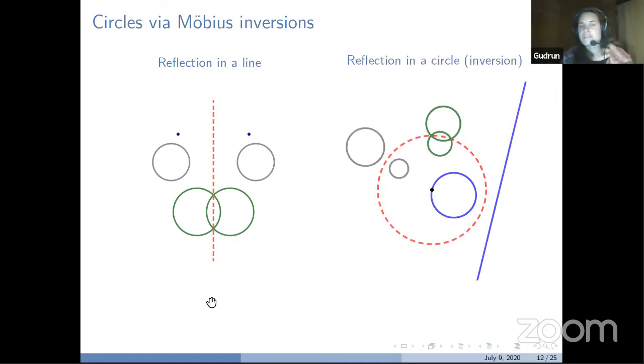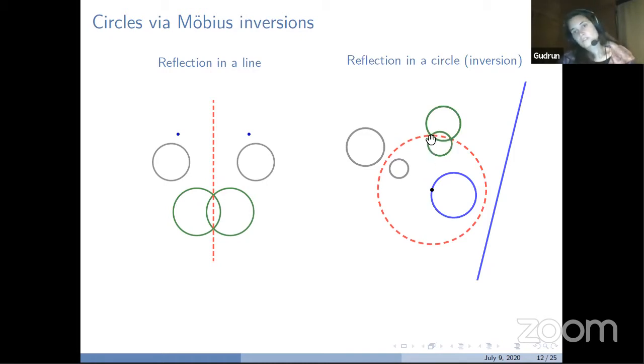So mathematicians came up with a more complicated idea. We want to reflect in circles instead of lines. And here something more exciting happens. So we want to reflect in this red circle here. And you can see we can obtain different configurations. If we reflect the gray circle, we end up with a smaller gray circle inside the reflection circle. You can reflect a circle that intersects your reflection circle, namely the green one here. Then you end up with a circle that is also half inside your reflection circle. But the two circles that you obtain, they intersect.